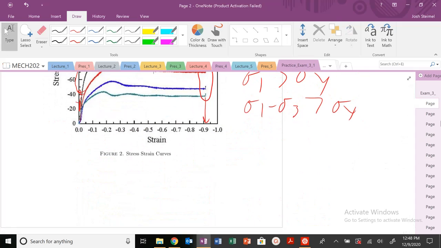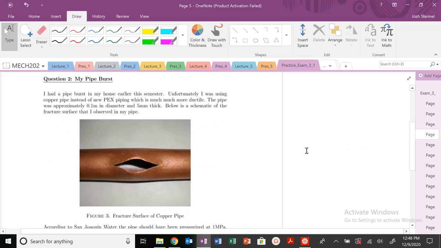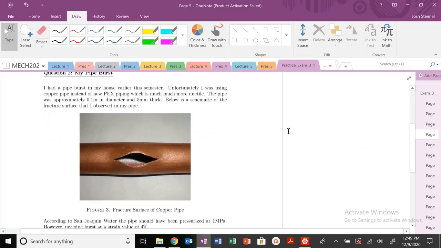So that's the first problem done. So hopefully pretty straightforward. Please let me know if you have any questions, and we're going to get into thin wall pressure vessels, why pipes burst, next time.